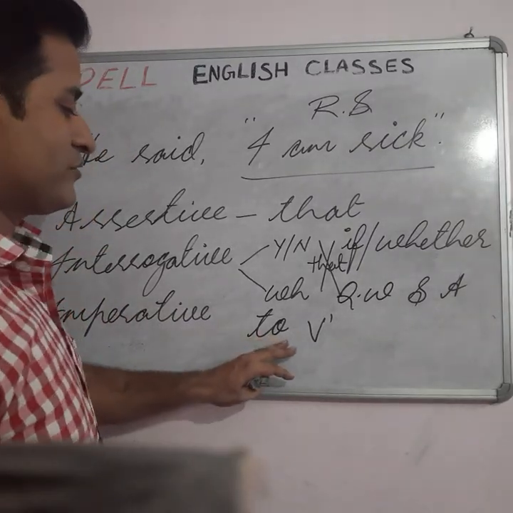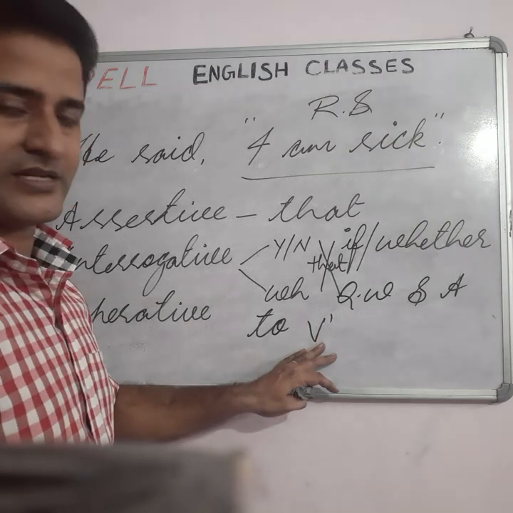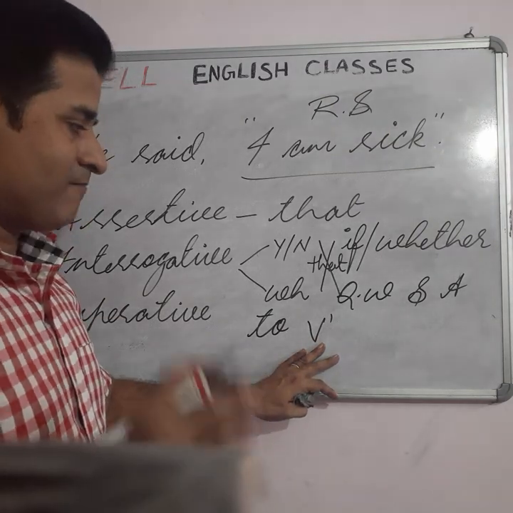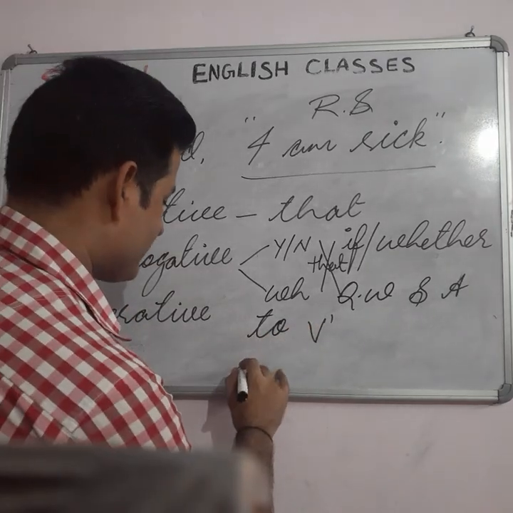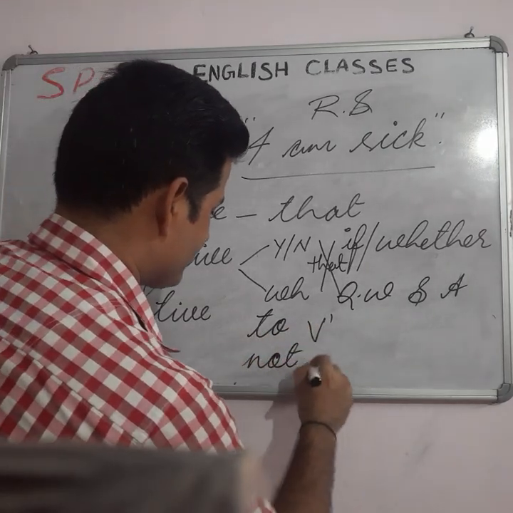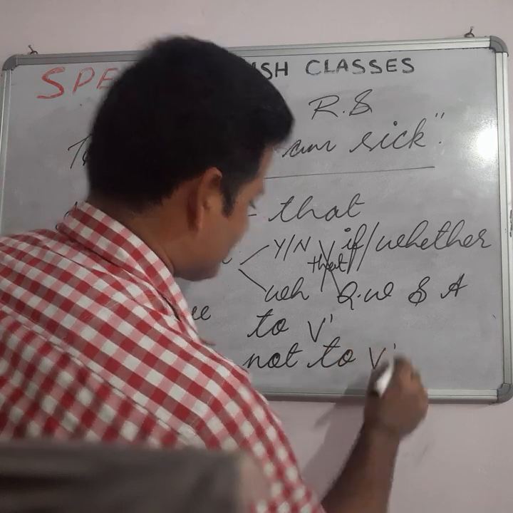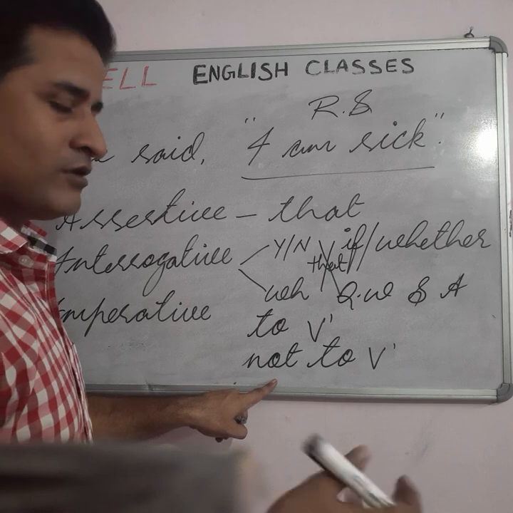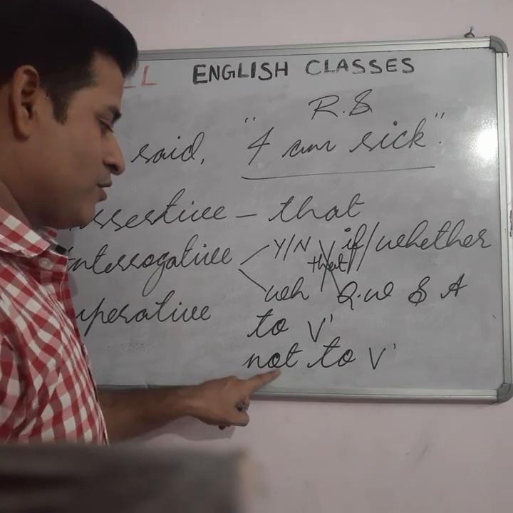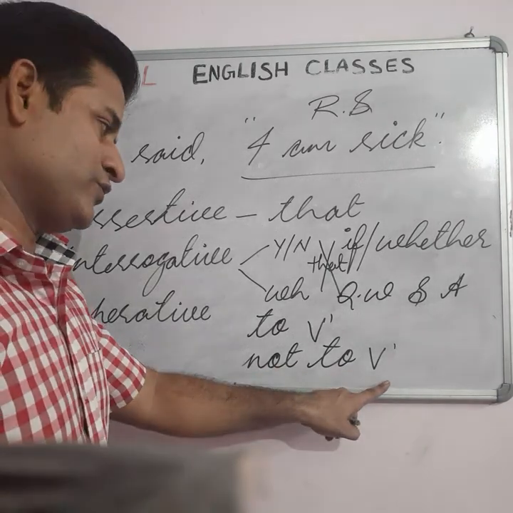Just we need to make use of to in case of imperative sentences if they are affirmative by nature. But when they are negative, we just have to make use of not to and V1. If said go, so to go, and if said don't go, so in case of that, not to go should be used.